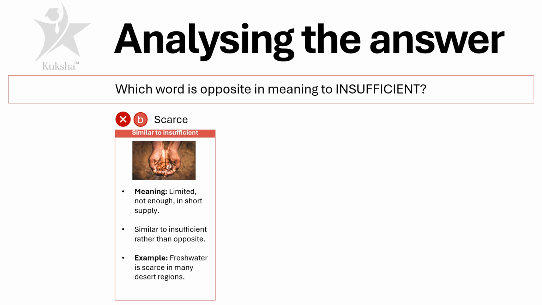Option number B, which is scarce, is incorrect because scarce is similar to insufficient. Scarce means limited, not enough, in short supply. So hence it is similar to insufficient rather than being opposite to it. As an example, fresh water is scarce in many desert regions.